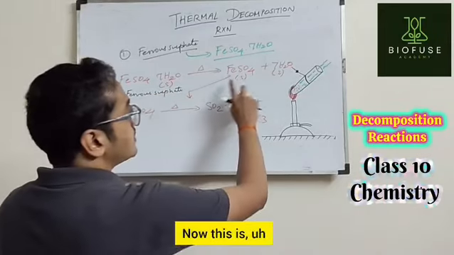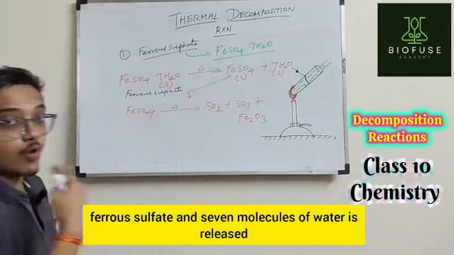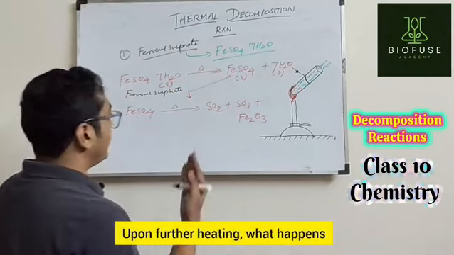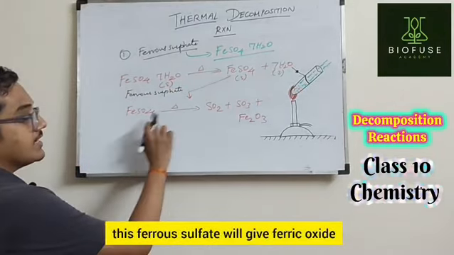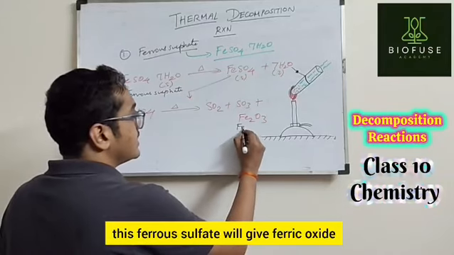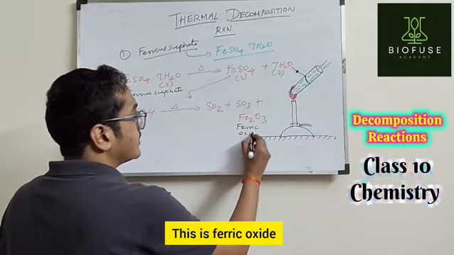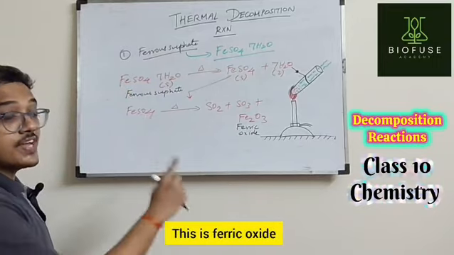Okay, now this is ferrous sulfate, and 7 molecules of water are released. Upon further heating, what happens? This ferrous sulfate will give ferric oxide. This is ferric oxide.